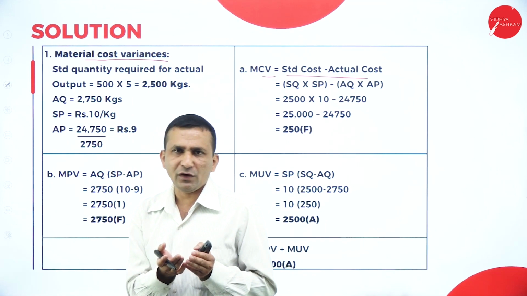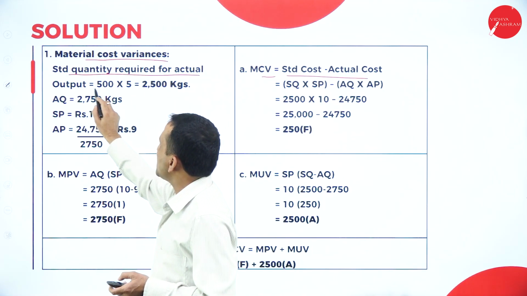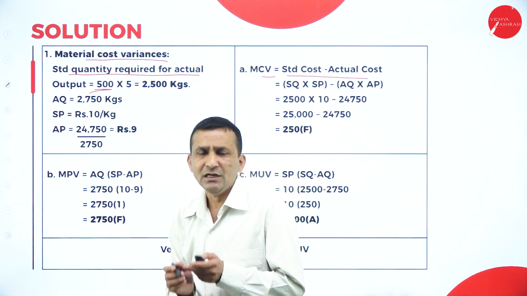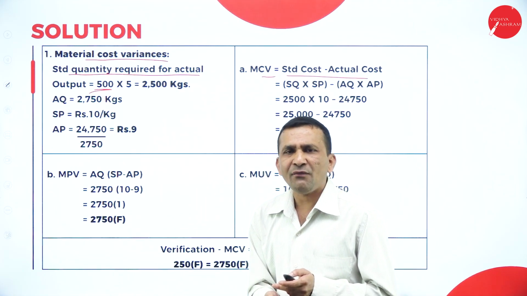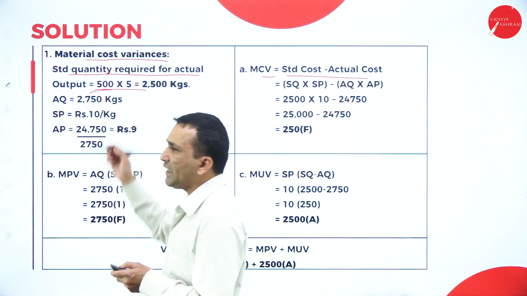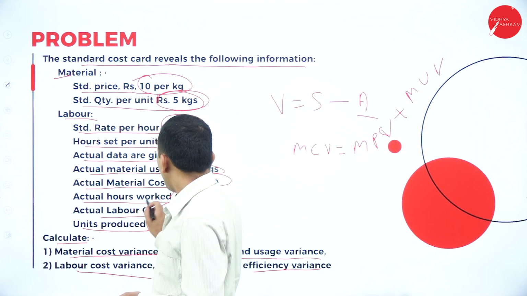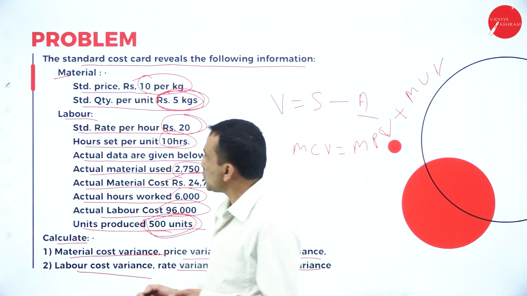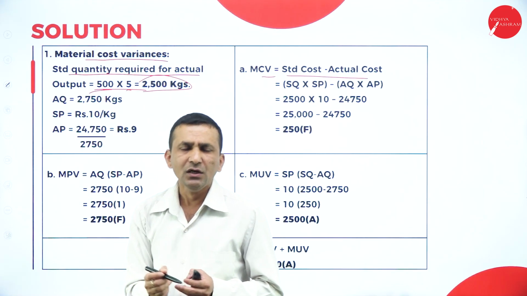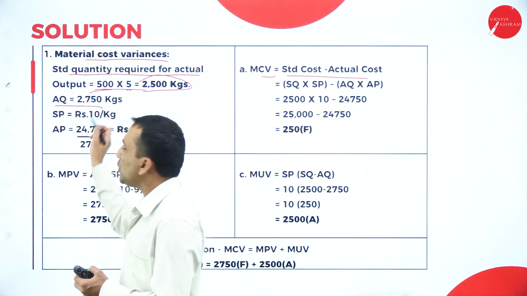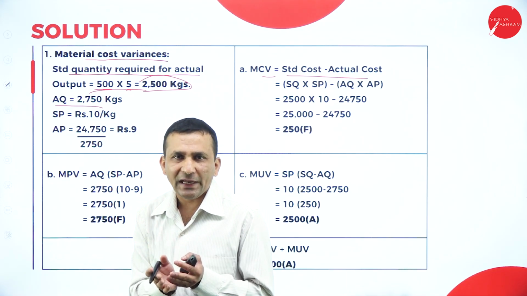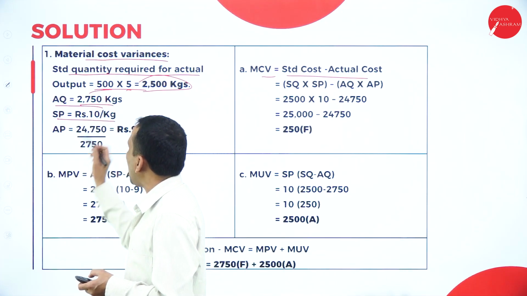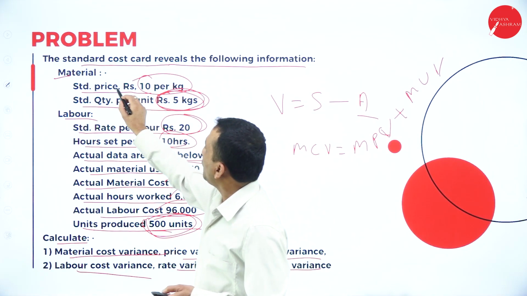With the help of the information, standard quantity required: because the actual yield is given as 500, output is given here as 500, and you are consuming 5 kg of material, obviously the standard quantity is 2500 we are getting. Here the 500 units you are producing, you are consuming 5 kg of material each, so that we can get the standard quantity as 2500. Now the actual quantity is given in the question, no need to calculate directly. The actual material is 2750 kg. Now the standard price per kg is also given, 10 rupees per kg.